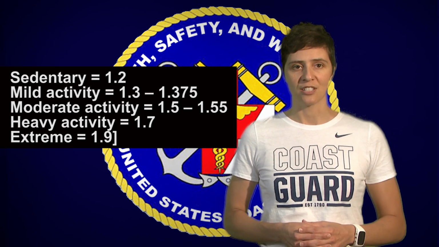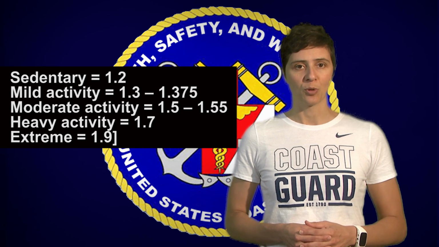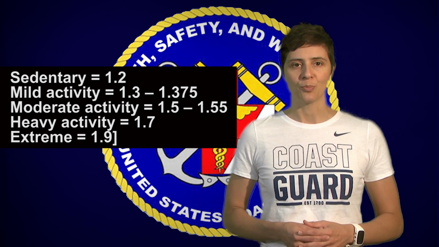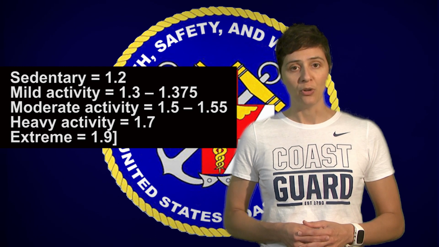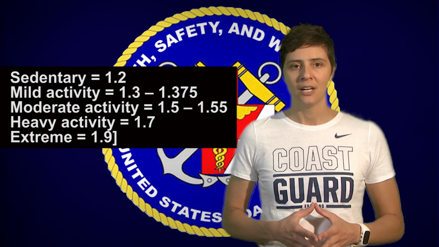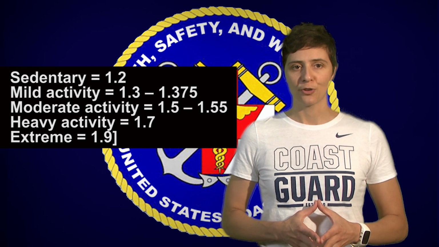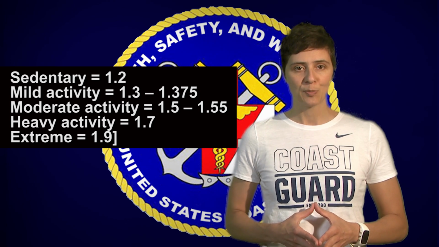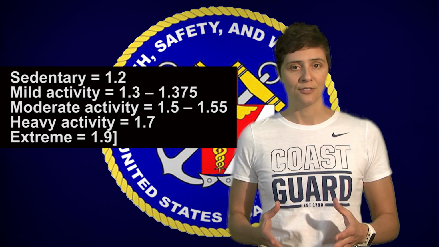Someone that exercises for about 20 minutes 2 to 3 times per week, or that walks a good amount as part of their daily lifestyle, like for commuting, would be mildly active. Someone that exercises for 30 to 60 minutes 3 to 4 times per week would be moderately active.